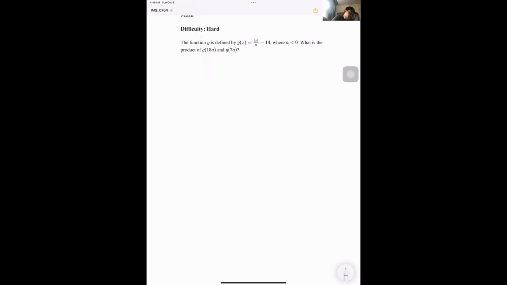The function g is defined by g(x) equal to modulus of x by a minus 14, where a is greater than 0, meaning a by a is equal to minus 1. Since this is a concept or theory, what is the product of g(15a) and g(7a)?